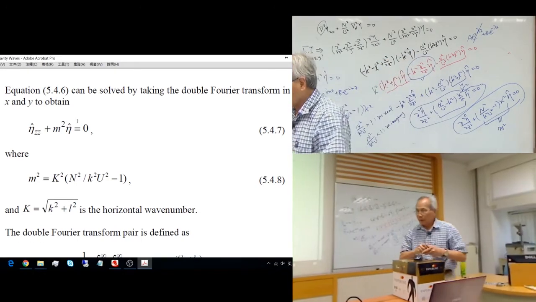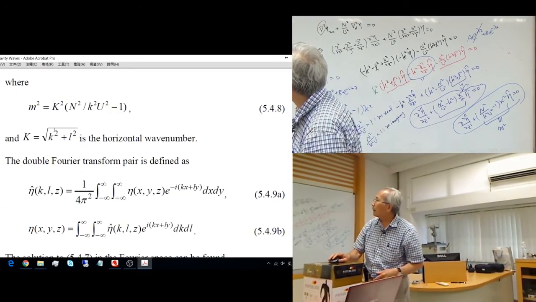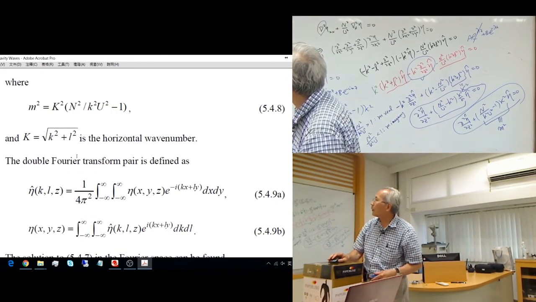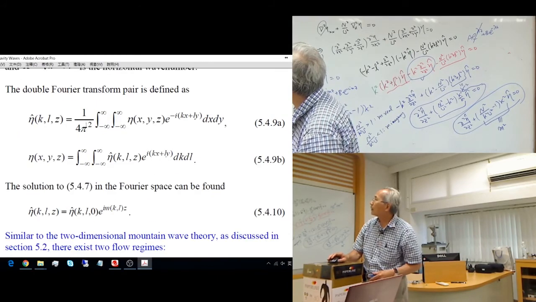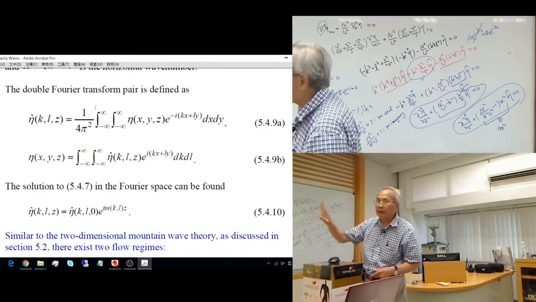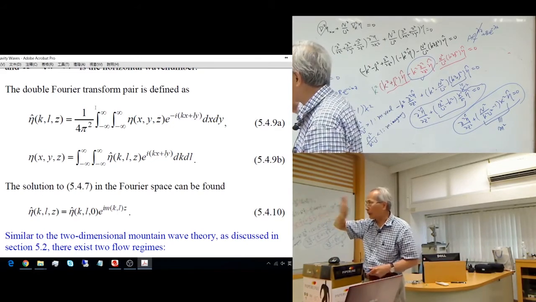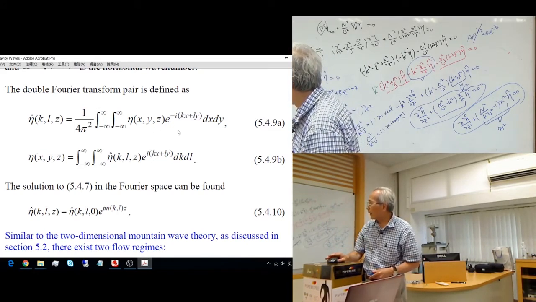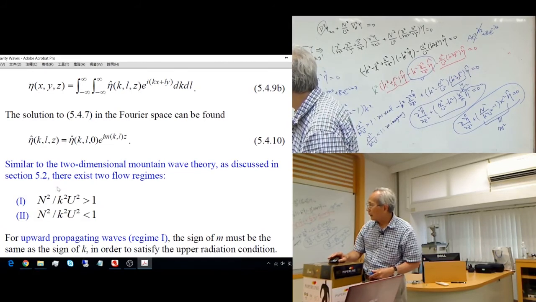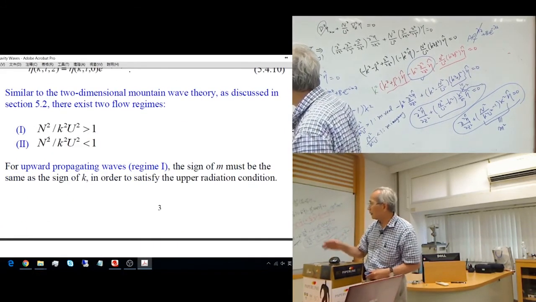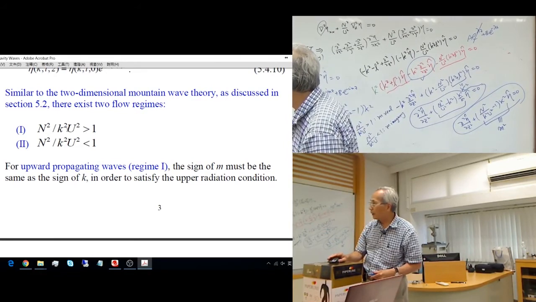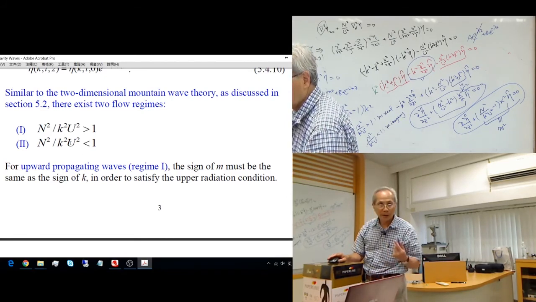So then the solution, we can solve it, and then you take the double Fourier transform back. This one is not one-sided; this is the complete regular Fourier transform. You transform back. This is the Fourier transform forward, this is backward. And then you can get the solution. Depending on, just like I said, whether n² over k²u² is greater than 1 or less than 1, this one will be an upward propagating wave, and this one will be an evanescent flow.